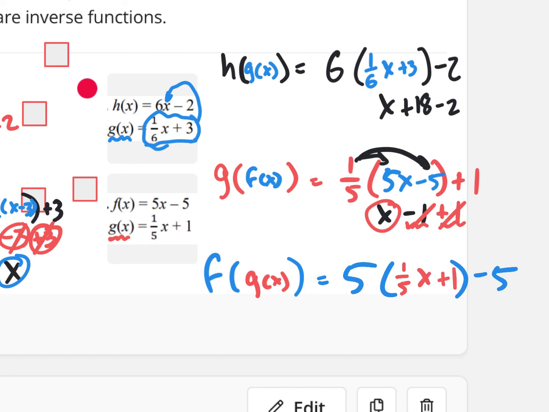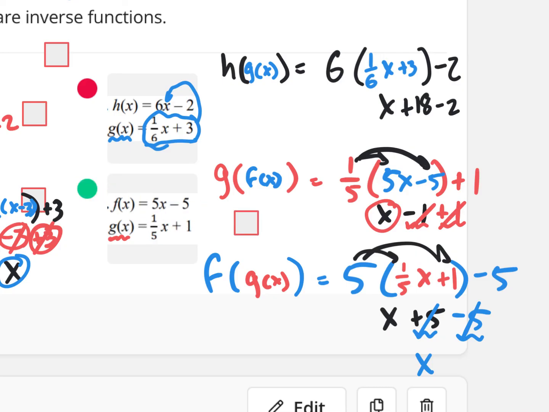And we're going to distribute 5 times 1/5. That cancels out. It's just x. 5 times 1, that's positive 5. And of course, we have this minus 5 out here. And once again, they eliminate, and x is your answer. So we do know that these two are also inverse functions of each other. All right, it was a long question. It's kind of like 4 questions in one here. Good luck on this one.